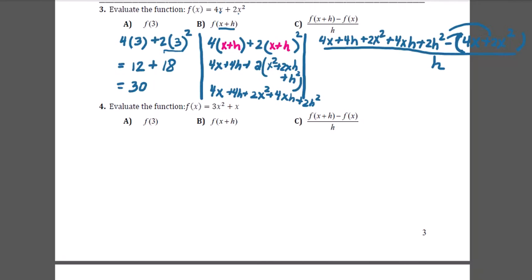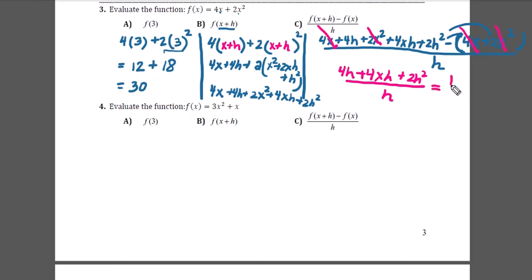So what's going to happen is you are going to have a 4x here and a minus 4x here, which are going to cancel those out. You're going to have a minus 2x squared and this plus 2x squared right here. So what you're going to end up with is a 4h, a 4xh. You're going to have a plus 2h squared, and that's all divided by h. So you can't cancel out an h with an h yet until you make the top a multiplication problem.